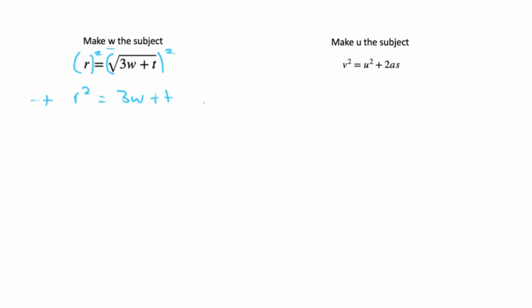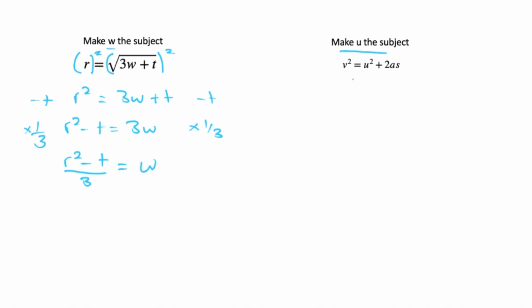Subtract t from both sides. So r squared minus t equals 3w plus 0. So just 3w. And then you multiply by a third, or divide by 3, same thing, both sides. So r squared minus t over 3 equals w, since the 3 will cancel out. Nice and simple.